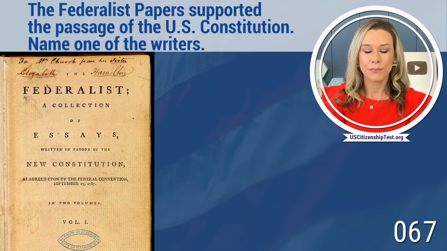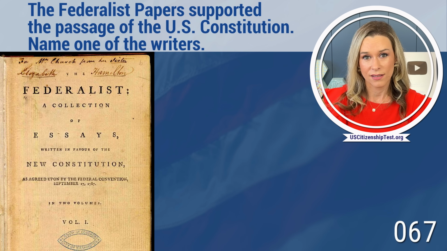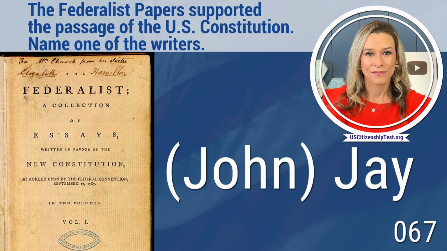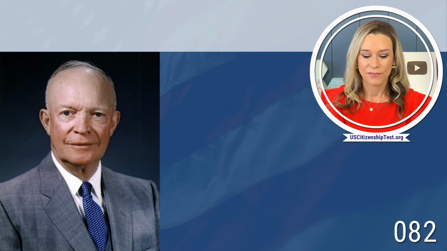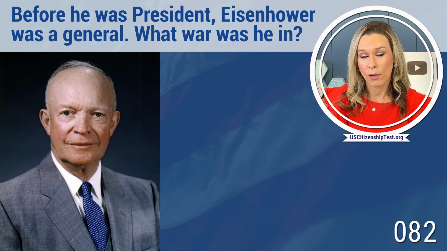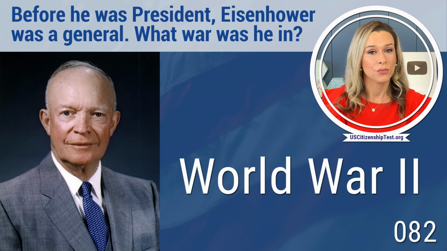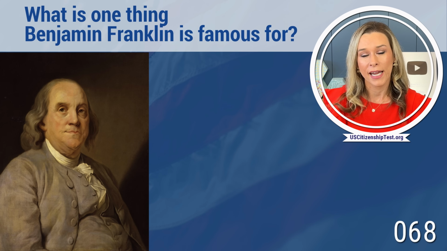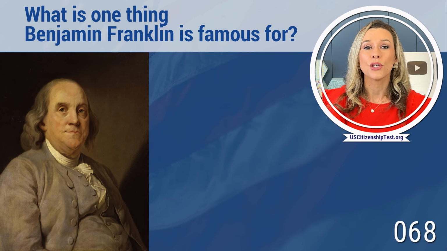The Federalist Papers supported the passage of the U.S. Constitution. Name one of the writers. John Jay. Before he was president, Eisenhower was a general. What war was he in? World War II. What is one thing Benjamin Franklin is famous for? He was a US diplomat.